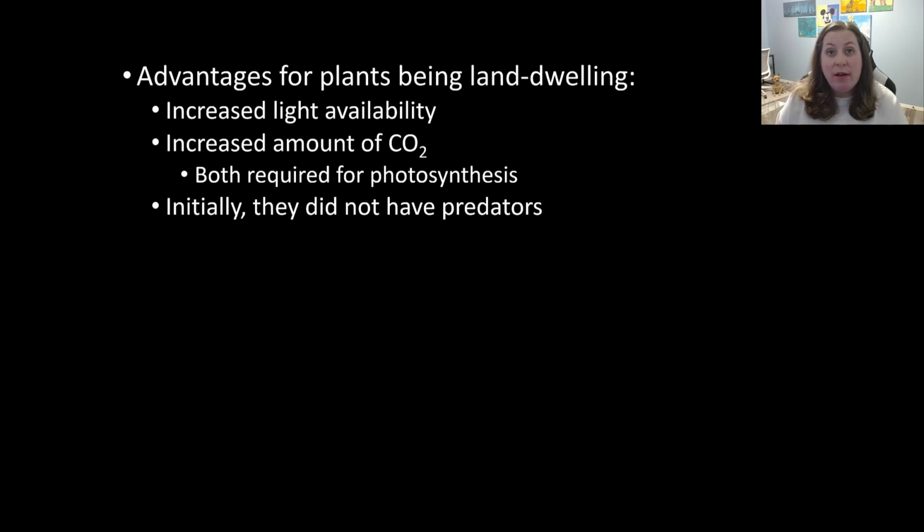We also see that part of that process of photosynthesis is not just sunlight. They also need to have access to carbon dioxide, CO2. We have increased amounts of that in the atmosphere versus the water. And so again, both of these are requirements for photosynthesis. And so that would be an advantage with moving on to land. And initially, they did not have any predators when they moved onto land. And so when we look at this, we do see that that's how they flourished and grew. But again, things have developed to become herbivores, which means herbivores eat some of these plants.